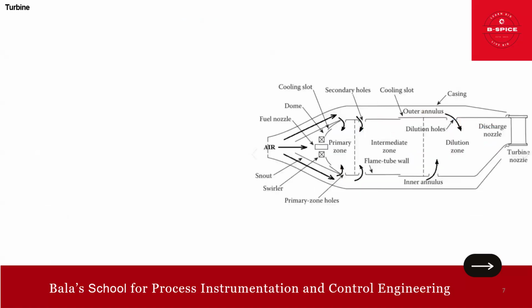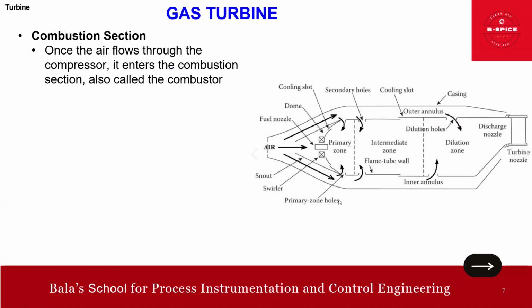Now we go into the combustion section. This also I try to explain with a simple diagram. Once the air flows through the compressor, it enters the combustion chamber, called a combustor.